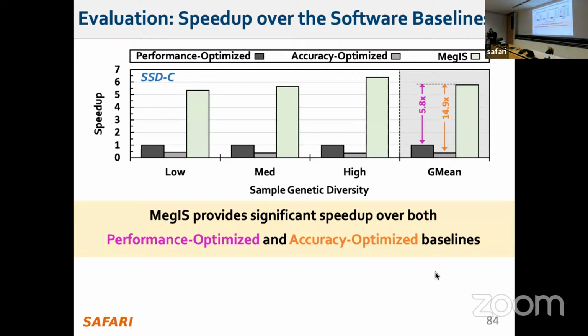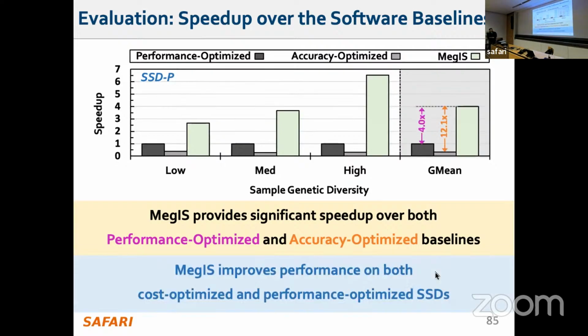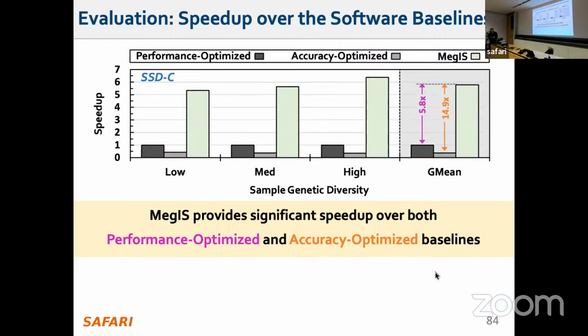Then we look at how Megas compares to the metagenomics baselines, where one baseline is performance optimized, meaning it performs the metagenomics analysis in a quick way, and also an accuracy optimized baseline, where it performs the metagenomics analysis in a very accurate way. Looking at both, we identify that Megas achieves significant speedup, up to 15x compared to these baselines.